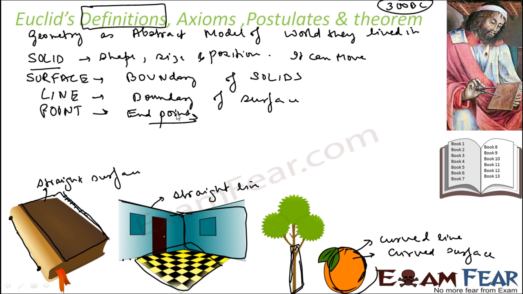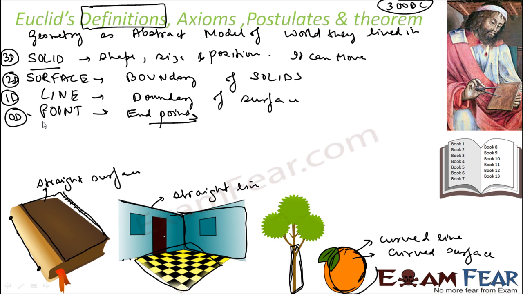A lot of points will make a line, a lot of lines will make a surface, and a lot of surfaces will make a solid. So the solid is three dimensional. A surface is two dimensional, a line is one dimension, and a point has no dimension, zero dimension. Each step down, I'm losing one dimension. These are definitions, because things around us are solids, they have surfaces, lines, and points.